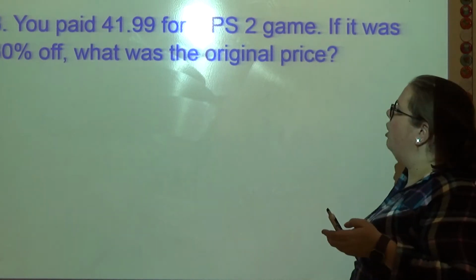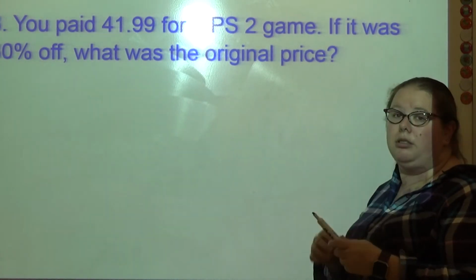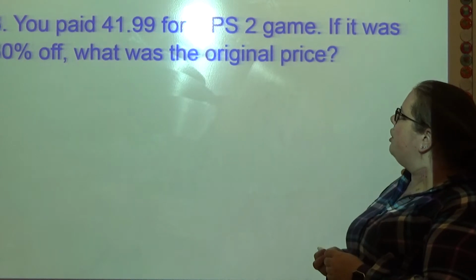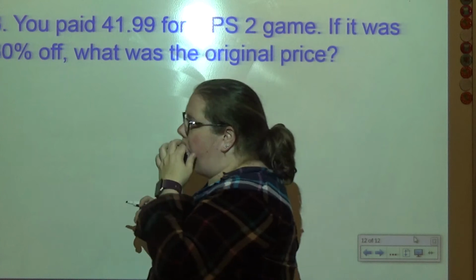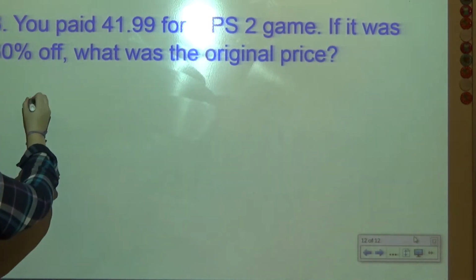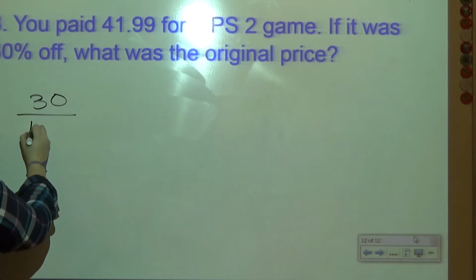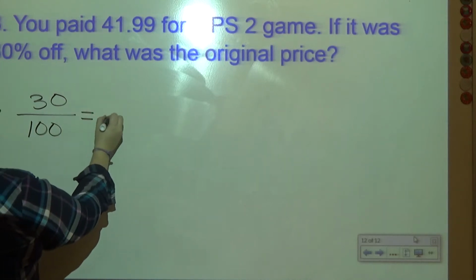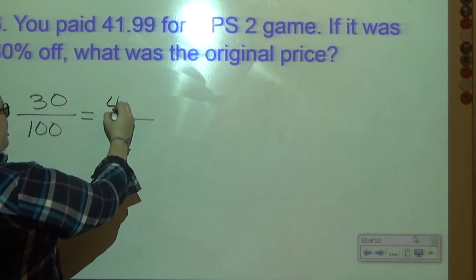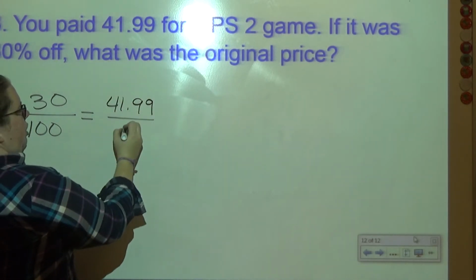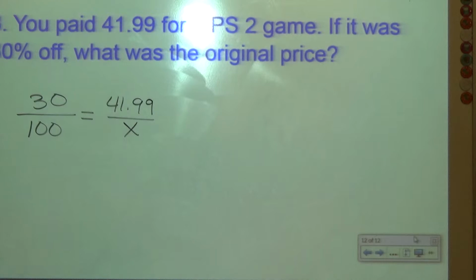If it was 30% off, what was the original price? So 30% off. So 30 out of 100 equals, so what's that $41.99 represent? Is that our part, right? We don't know the original price. So let's see what happens here.